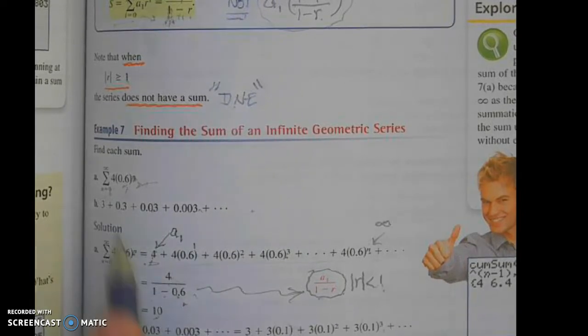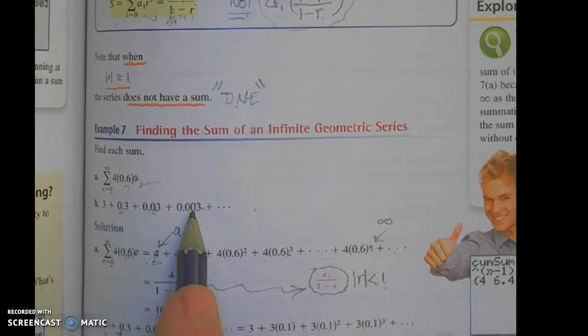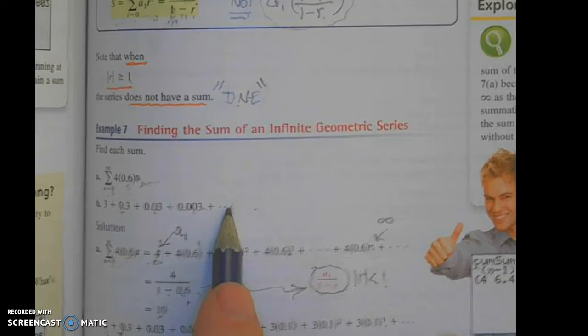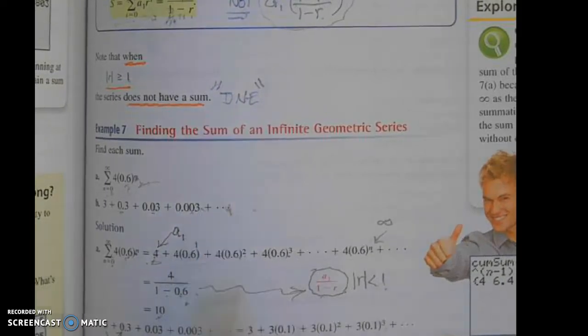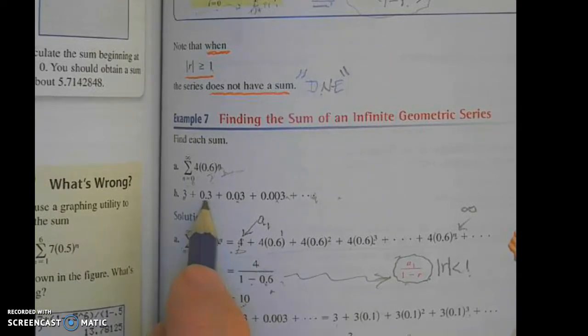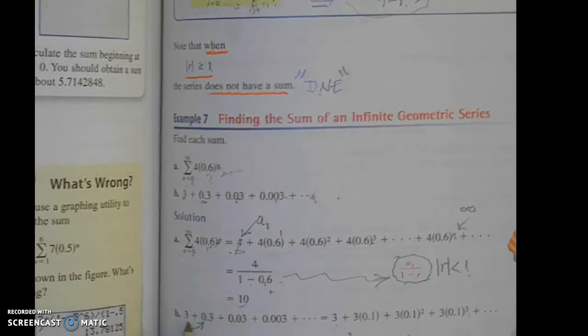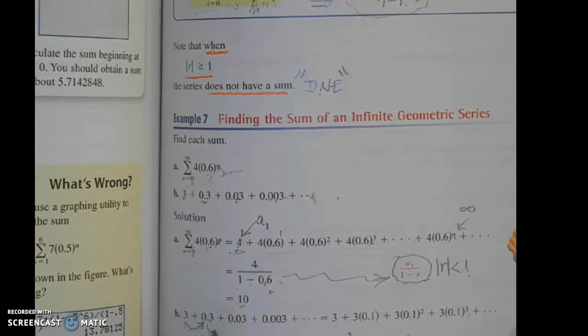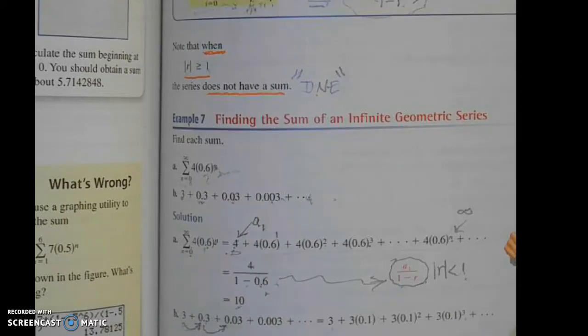Now part B says, well, what if we give you the actual numbers and say they go to infinity, and we don't tell you what the rule is? In that case, you're going to have to figure out what the ratio is. So we look at 3 and we say, well, what did we do to 3 to get to 0.3? Well, to get from 3 to 0.3, I basically had to multiply by 1/10. So my common ratio is 1/10. Because whatever I do to get from one number to the next, if it's the same thing, then that's your common ratio. In this case, it's 1/10.